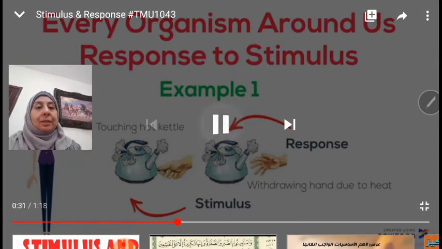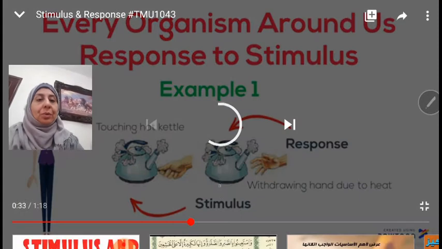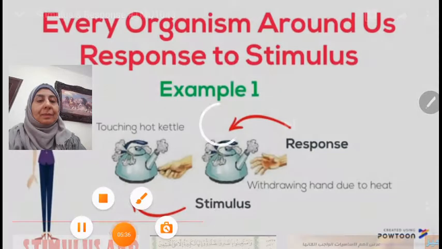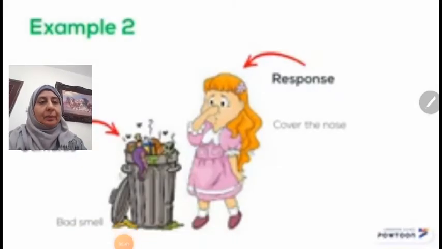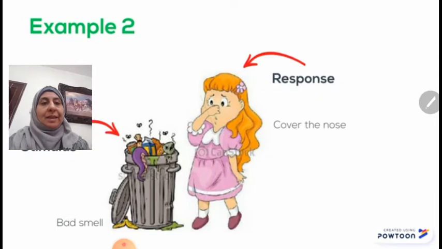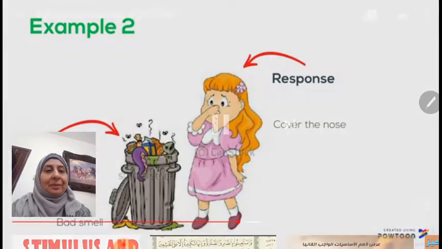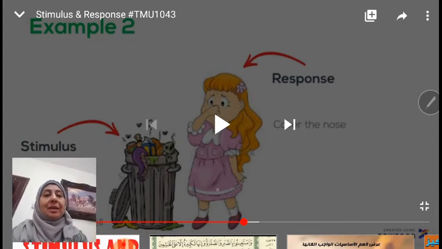Another example, let's see. In this example, the girl smelled a very bad smell, so she feels disgusted and covers her nose. So smelling the bad smell is the stimulus, covering the nose is the response.